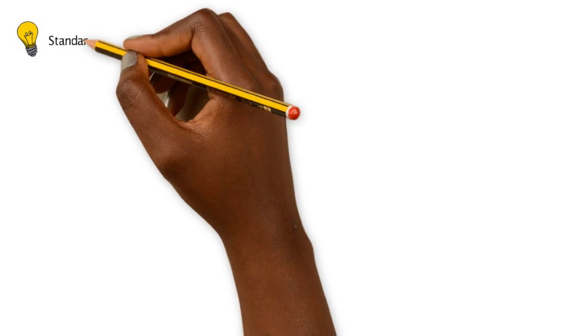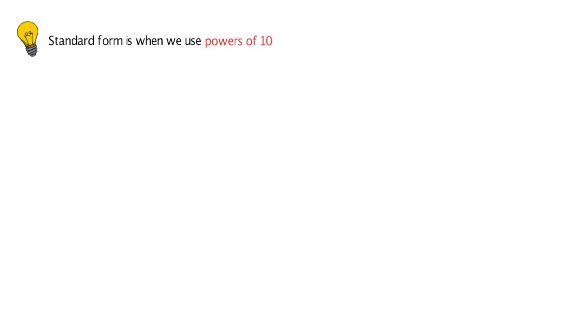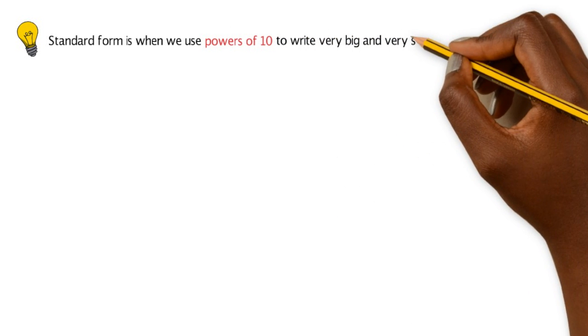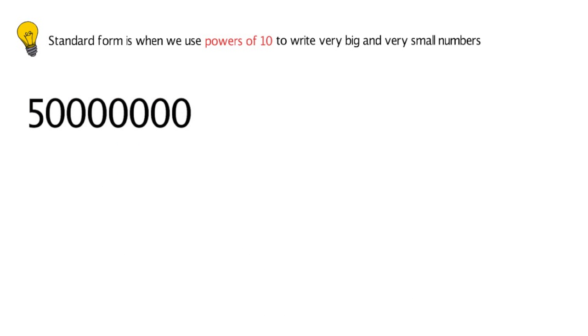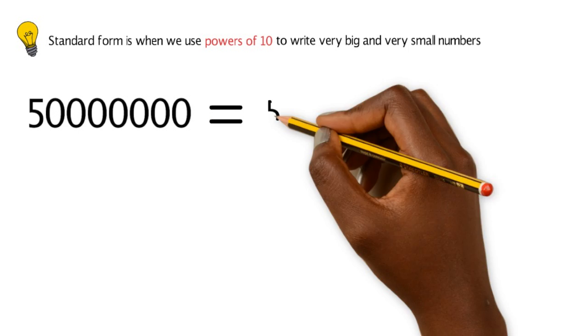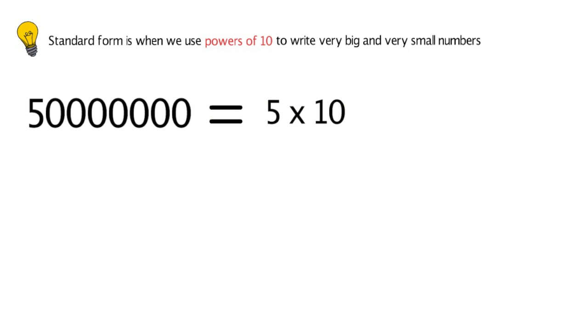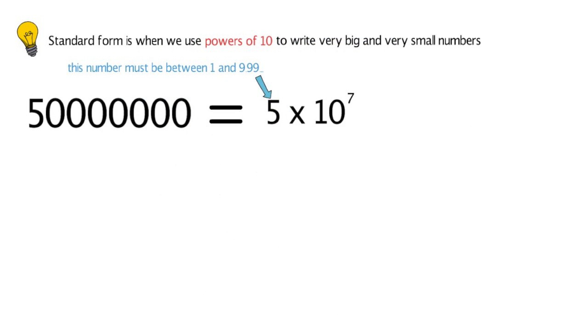When it comes to standard form, basically what it means is that we use powers of 10, so 10 to the power of a number. The reason we use this is to help us write very big numbers and very small numbers. For instance, if we have 5 and about 7 zeros, in standard form we write that as 5 times 10 to the power of 7. And so this is your normal format.